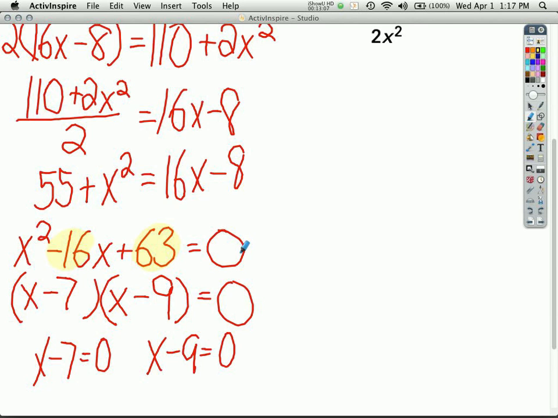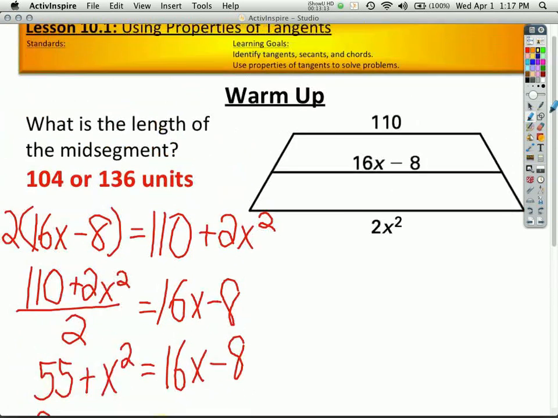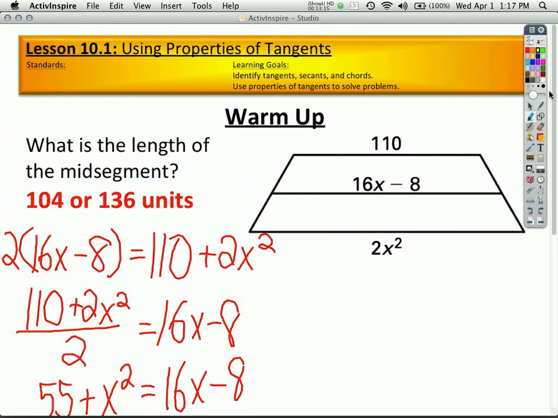She did guess and check. She just kept trying numbers and found the one that worked. Okay? Any comments, questions, any concerns, any observations? Good.